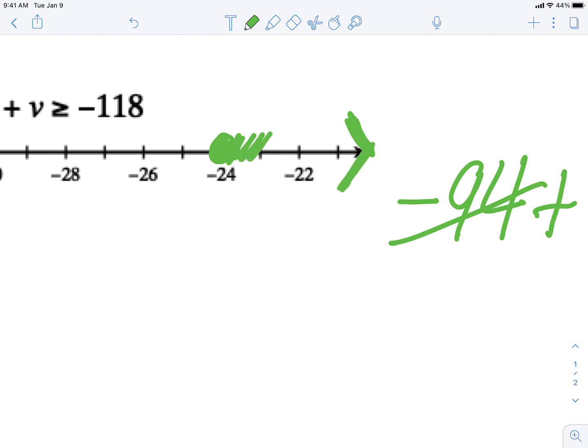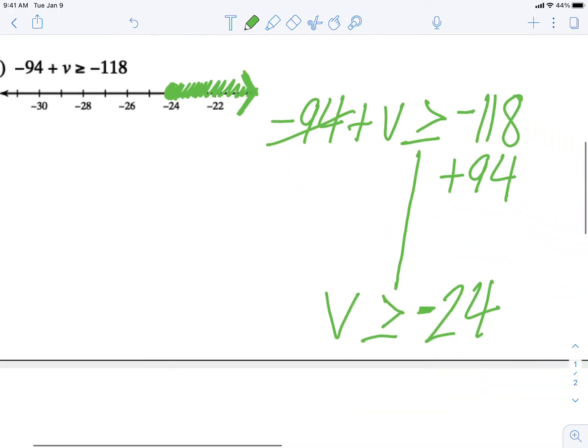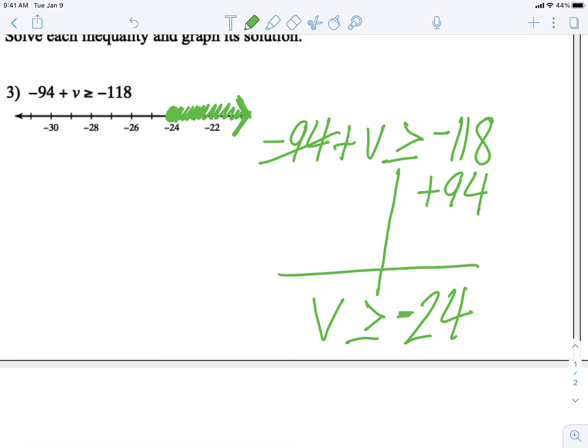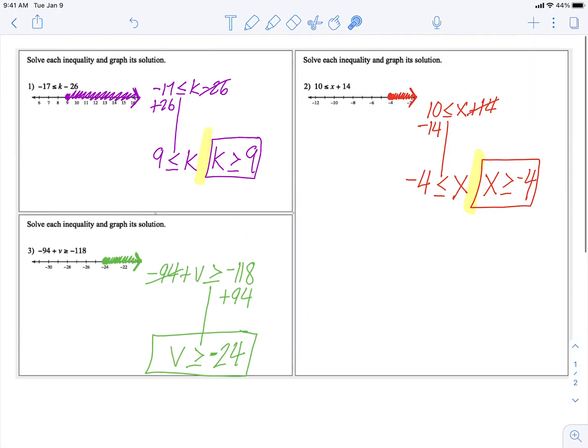And that's greater. The numbers are getting bigger. So V is greater than or equal to negative 24. So all numbers greater than or equal to negative 24 will make this inequality true. And there we go. These are our examples for our 10.5 to 10.9 week review.